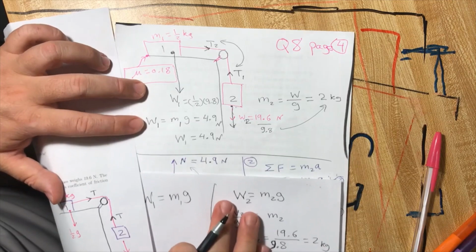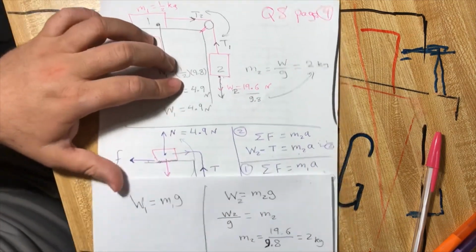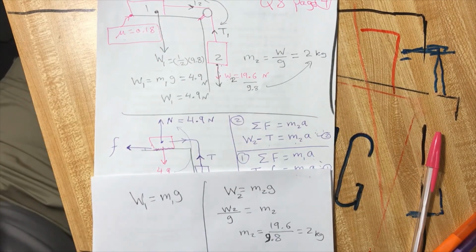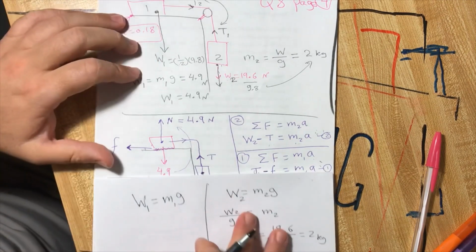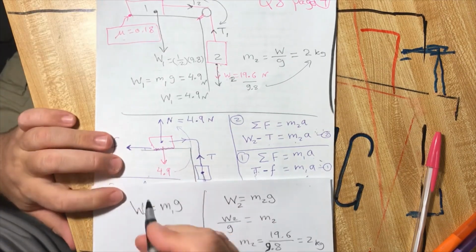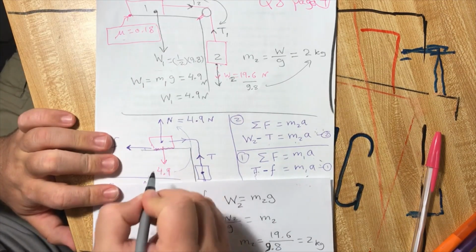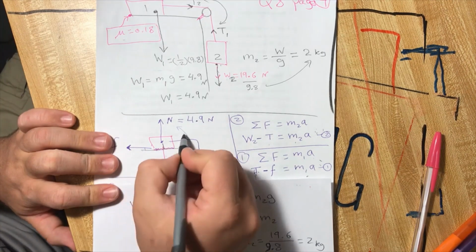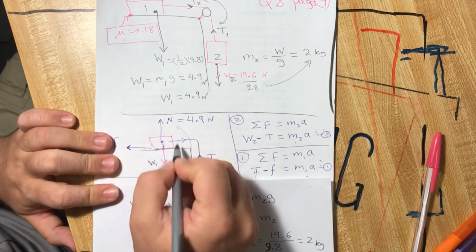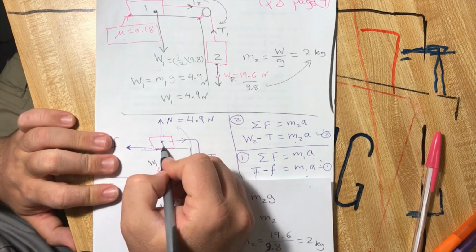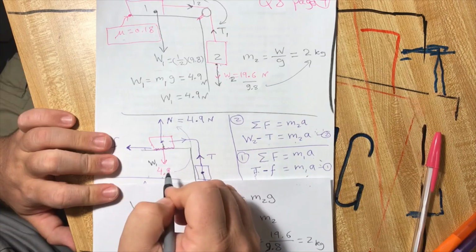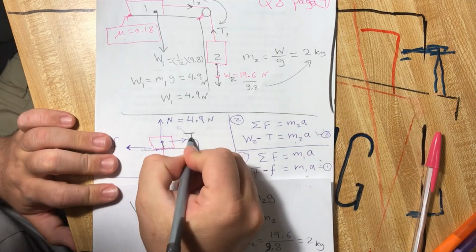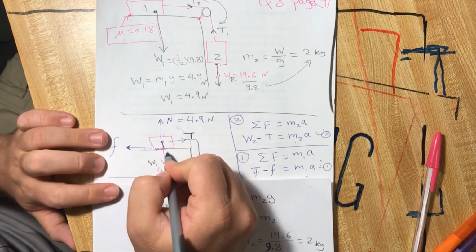Okay, now we would like to draw the forces acting on the first object. The first one is the weight, downward. This is a free body diagram. We have the normal force upward, and the normal force should be equal to the weight because of Newton's third law. We have the tension force by the string in this case.